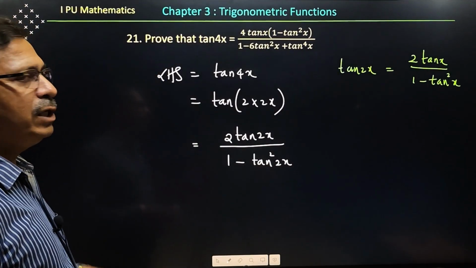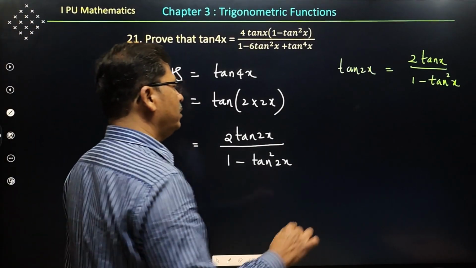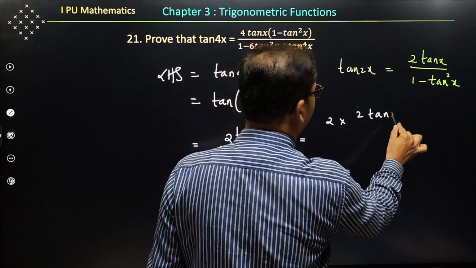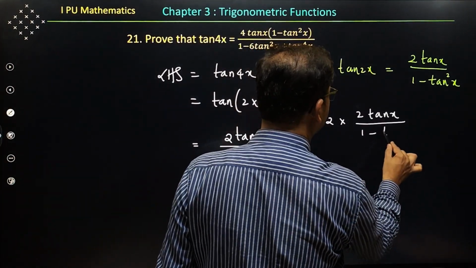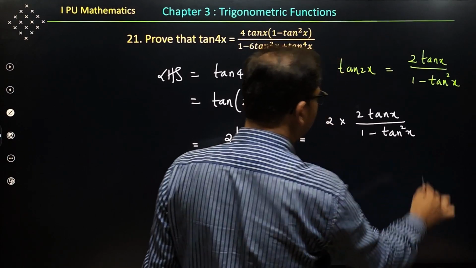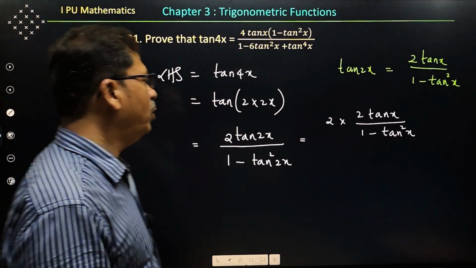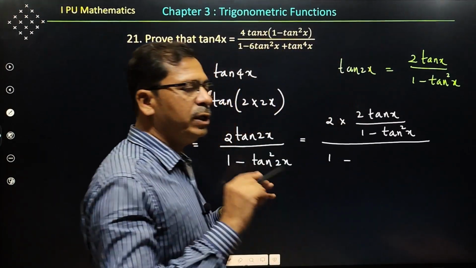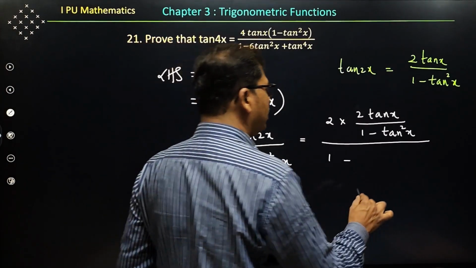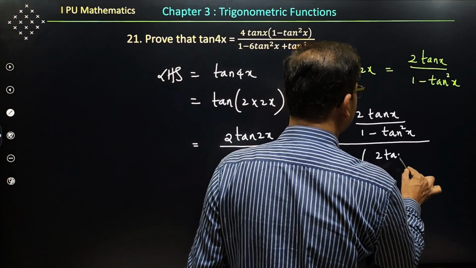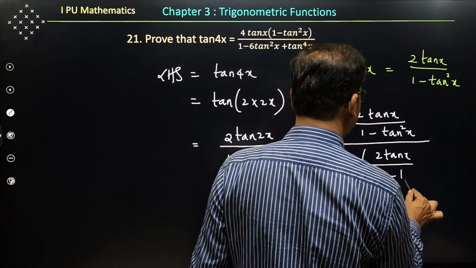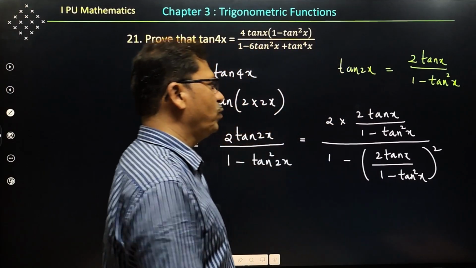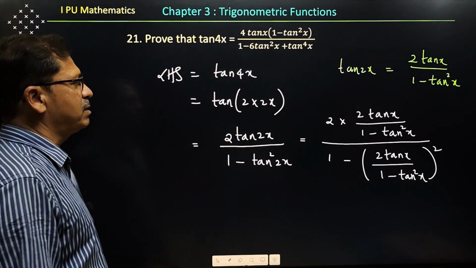Once again we need to use the formula for tan 2x. This is equal to 2 into tan 2x, where the formula is 2 tan x divided by 1 minus tan square x, whole divided by 1 minus tan 2x to the power 2. So as a result it becomes 2 into tan x divided by 1 minus tan square x, all raised to the power 2. Next we need to simplify this.